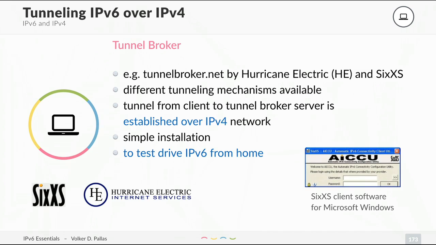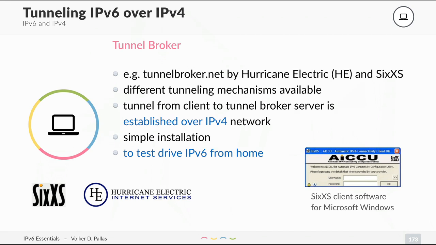The third option, Tunnel Broker, is not really for production use. It is just for trying IPv6 at home if you don't have any IPv6 connectivity from your ISP. There are two main providers. One is tunnelbroker.net, which is run by Hurricane Electric, and the other one is 6access. They have different tunneling mechanisms available, so they will punch a hole through most of the firewalls, should be fine.